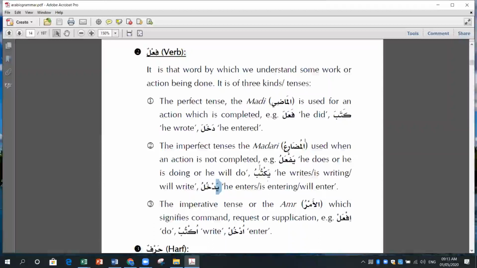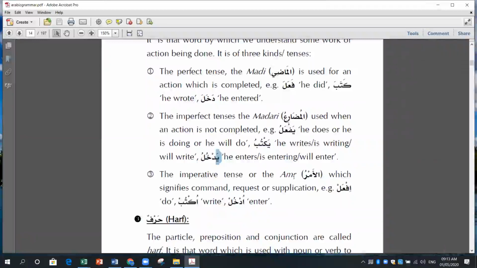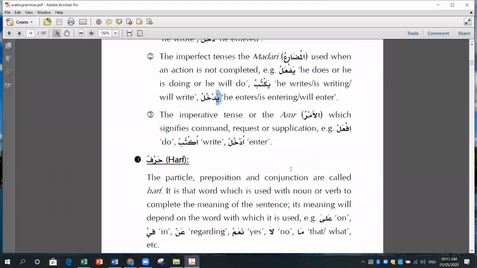Here they have given the third one, Fi'lul Amr, but actually this is derived from Fi'l Mudare. So I will not discuss it right now. Inshallah, when we go into detail for the words, then we will see this.